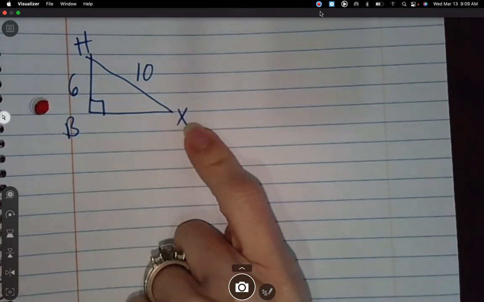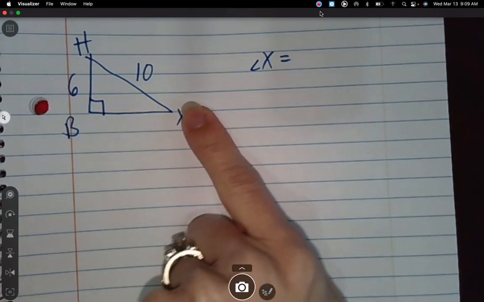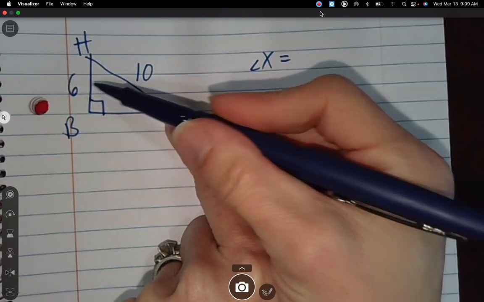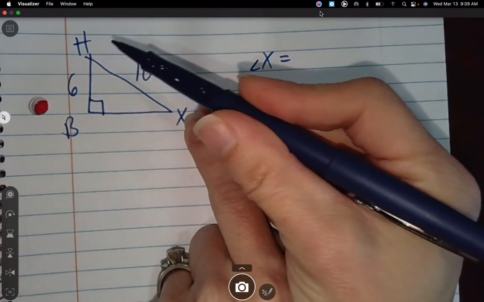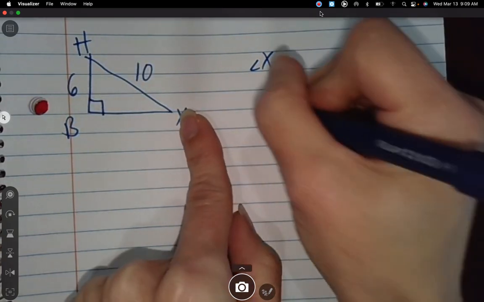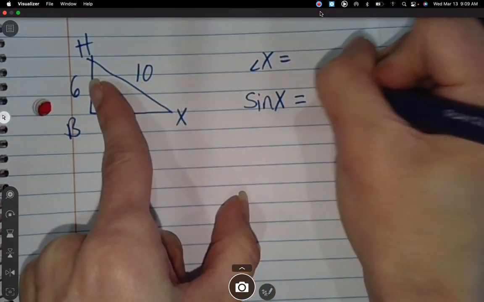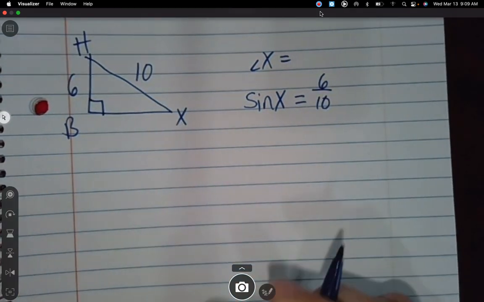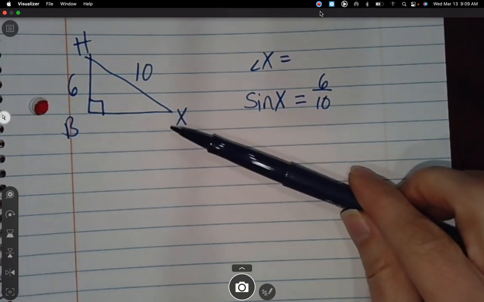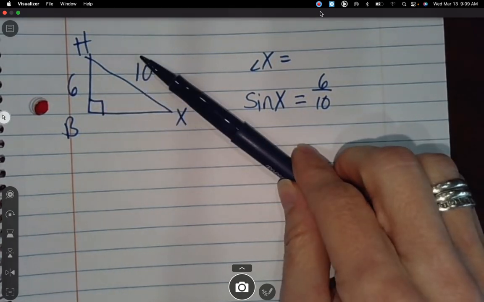So let's just start at angle X. What is angle X? I'm going to find it. What two things do I know? I know the opposite and the what? The opposite and the hypotenuse. What do I use for opposite and hypotenuse? Sine. So I'm going to say the sine of X equals 6 over 10. So everybody look at that for a second and make sure you understand. If you don't, you're looking for X, and what two things they gave you? Opposite over hypotenuse. So I wrote that.